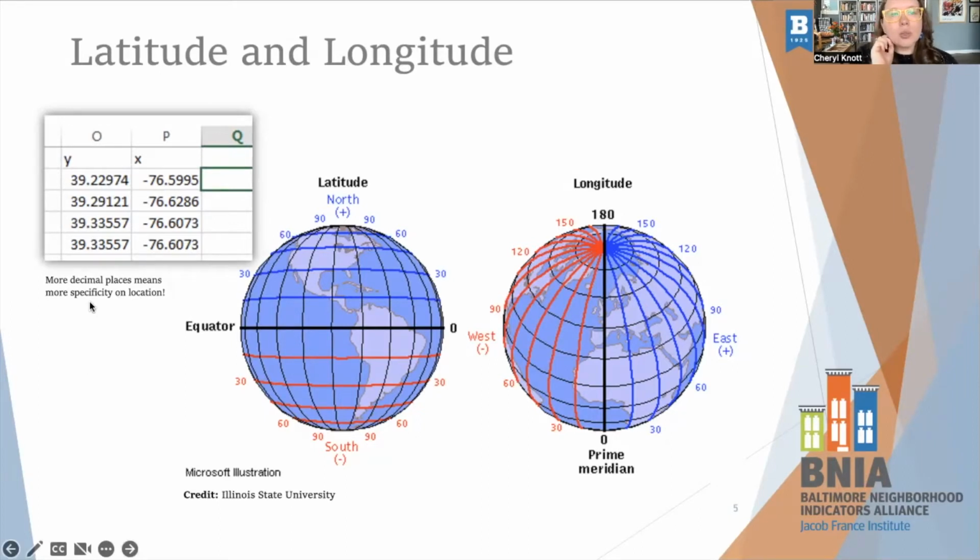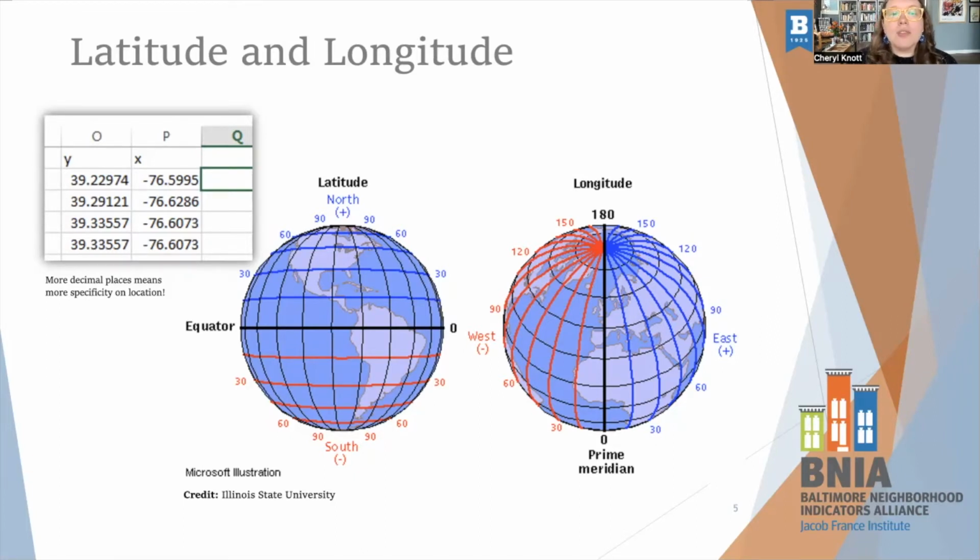So in this little box in the upper left-hand corner, I've got a couple example decimal degree locations of the X and Y axis that are representative of locations in Baltimore City. So Baltimore City is north of the equator. So we've got a positive value for our Y value and negative for X, meaning that we are located north of the equator, we are located west of the prime meridian.